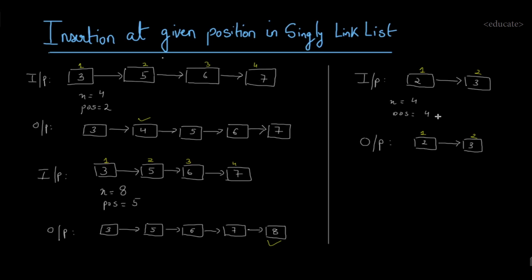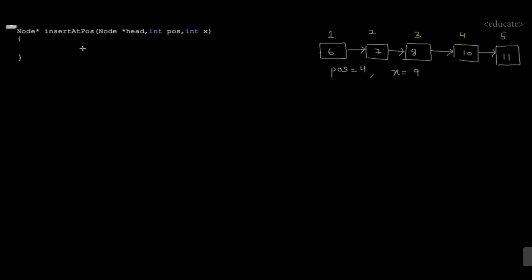Now I suggest you pause this video and think of the solution that takes a head of the linked list as argument, a position as argument, and a data item as argument in the function. This function should modify the linked list, insert the data item at the given position, and return the head of the linked list. So let's get the idea of basic implementation of insert at position function.